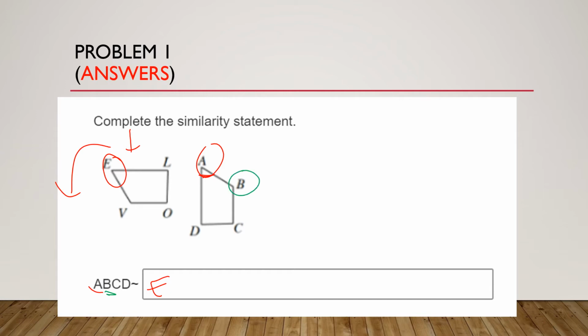So B follows that diagonal side down. So if we follow the diagonal side down, we would get to B. We keep going around. We now go on the straight side to C, which if we keep going around on the other one would take us to O. And then finally, we end up at D, and if we keep going around, that will end us up at L. So the figure ABCD is similar to the figure EVOL.